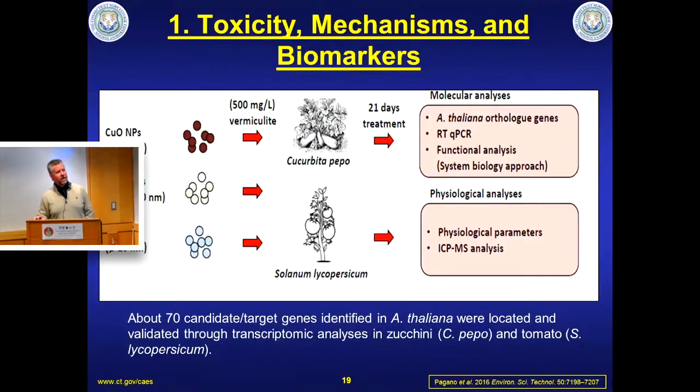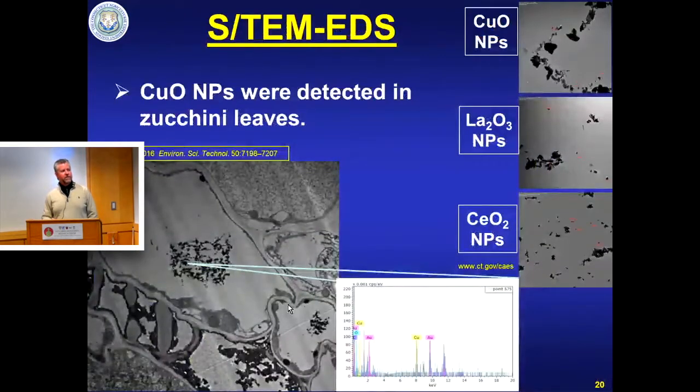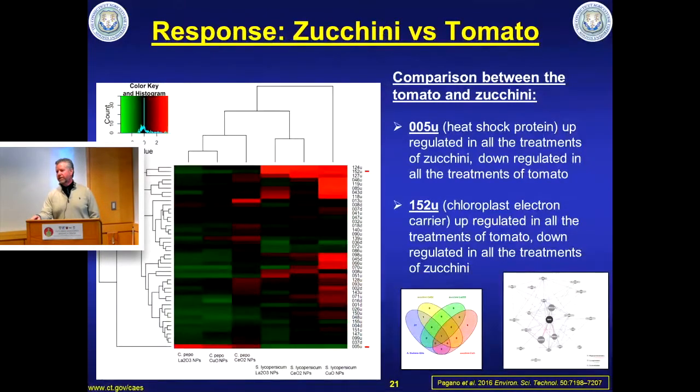This is just showing you the basic background information. This was a nice electron micrograph we had. This is actually zucchini leaf tissue. So the exposure was in the root system, but we've got significant quantities of copper oxide nanoparticles in the cellular structure of the leaves. I'm not going to go through the whole litany of results that we found. What the Italian group was really interested in was biomarkers. They were interested in specific genes that could be looked at to indicate that a food crop had been exposed to a nanomaterial. And we found two of interest. One's a heat shock protein, and one is this chloroplast electron carrier. The numbers correlate back to the original Arabidopsis study. That's why they have these weird names.